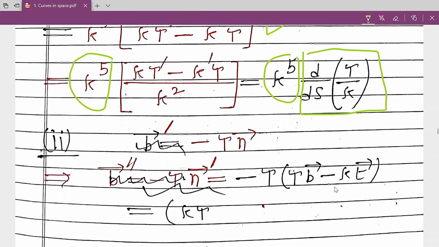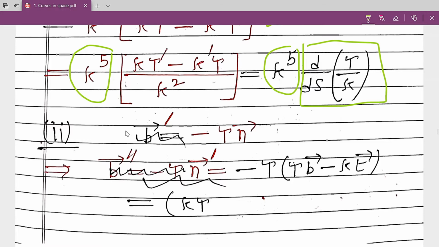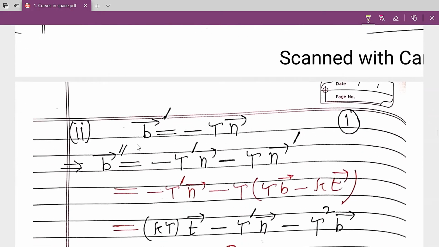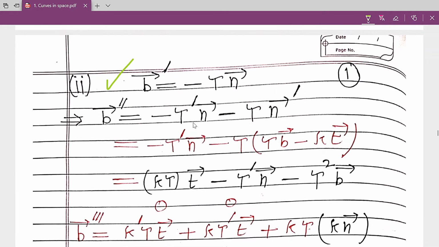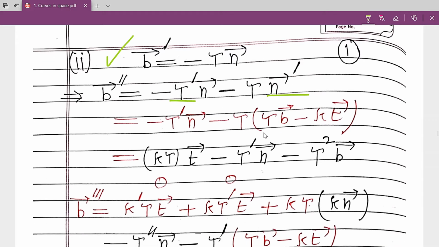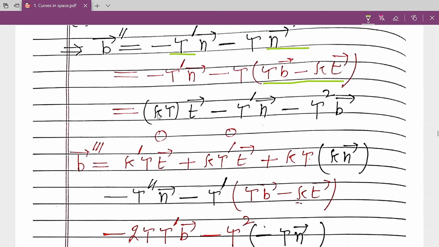On the same line, b dash, which is equal to minus tau n. Clear? We know that it is equal to minus tau n, so this is b dash by Frenet formula. Now again differentiate this. So first derivative of tau, tau dash, then derivative of n, which is n dash. Here it is tau dash. Clear? Now substitute the value of n dash, which is tau b minus kappa t. Clear? On simplification, we get these values: kappa tau t vector minus tau dash n vector minus tau square b vector. So this is the value of b double dash.